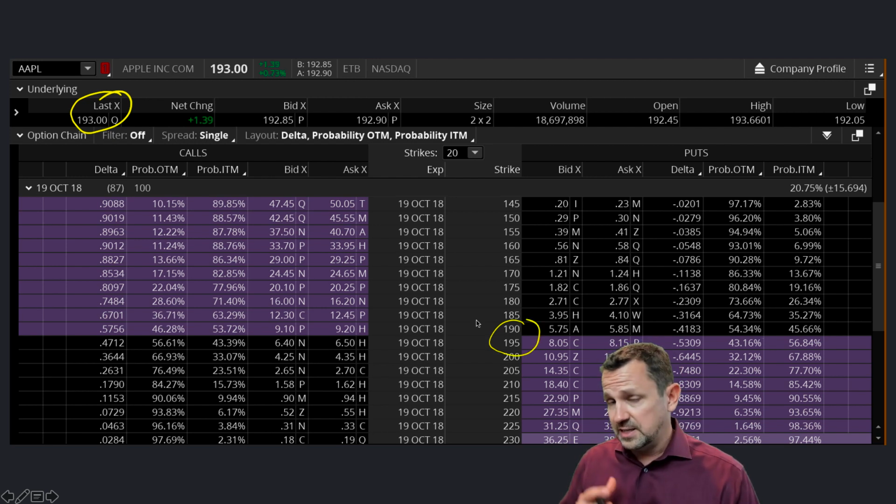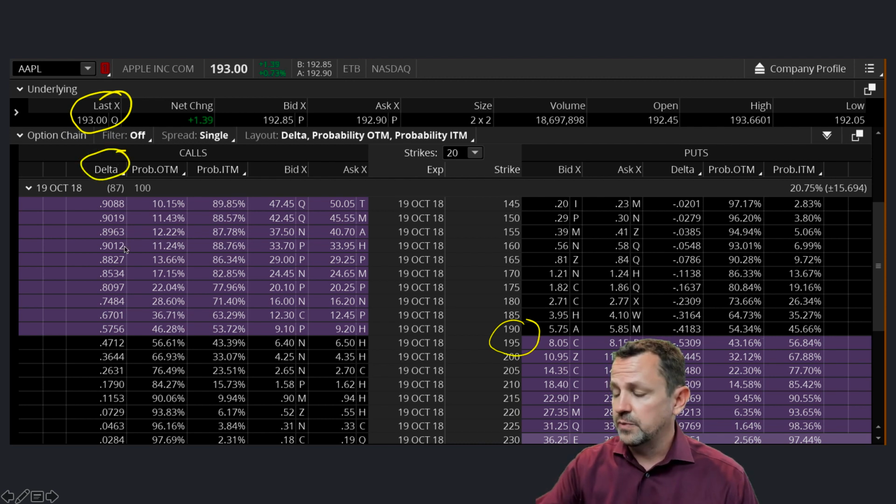And if we wanted to see the deep in the money calls, we'd look over here at the delta column, and we'd find deltas greater than 0.80 like you see right here. And so what that means is that 175 call option is deep in the money, and everything lower than that is also considered deep in the money.